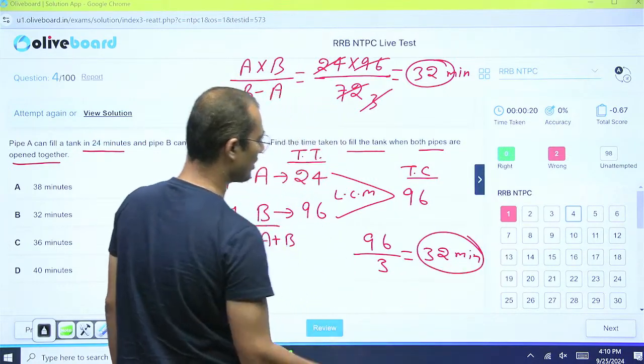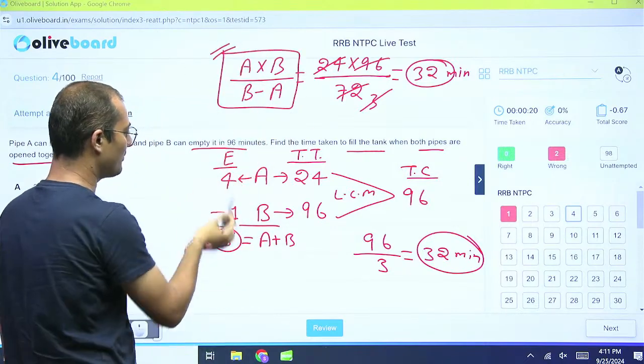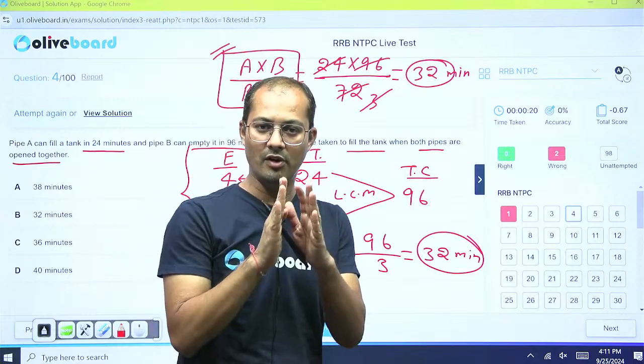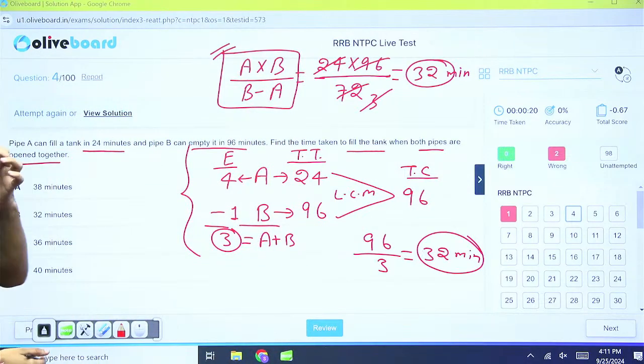So the choice is yours. If you know the shortcut, you can calculate it through the shortcut. If you don't know the shortcut, you can calculate it through the concept. I have already told you both, right? So moving to the next question.